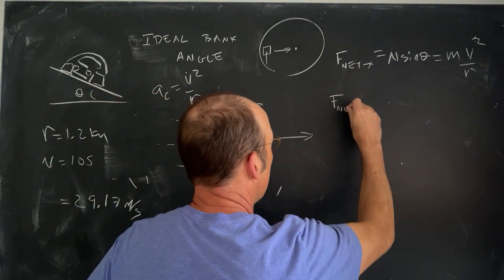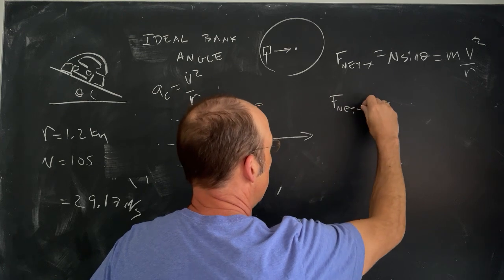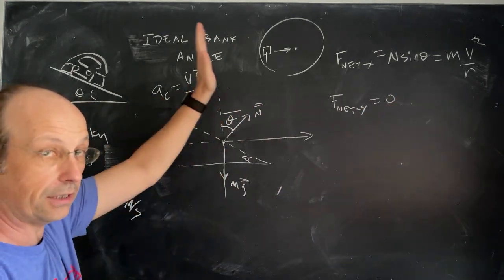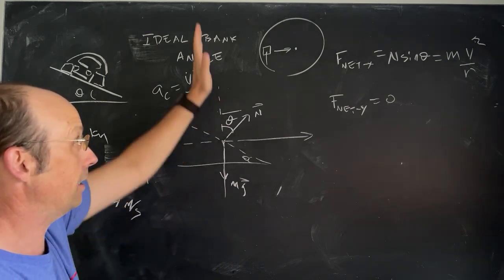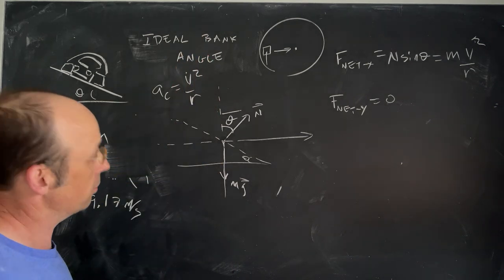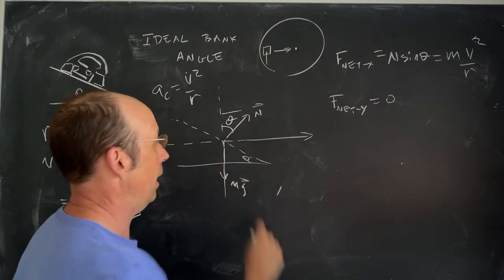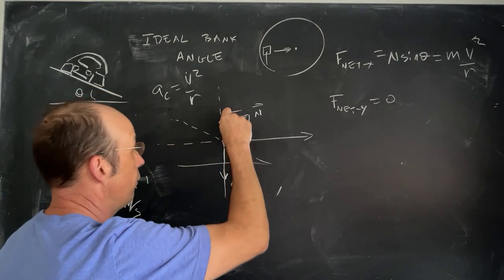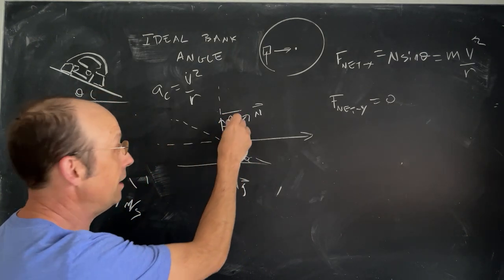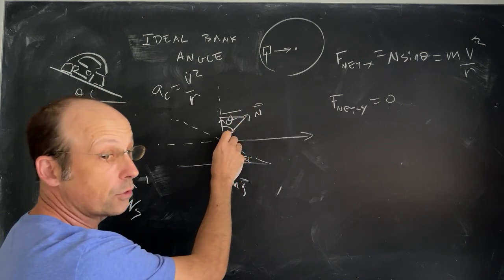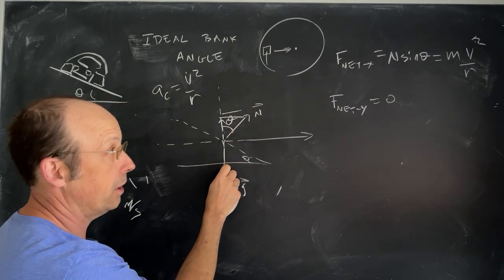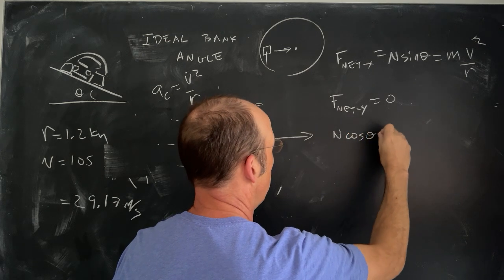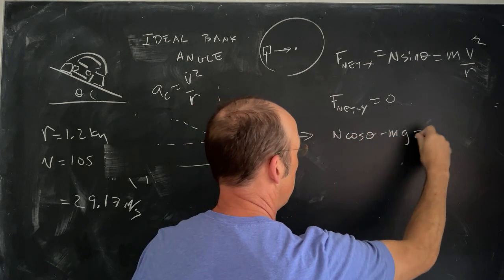F net in the y direction is going to be equal to 0. So that's the nice thing about choosing this for my x and y axis, is that the acceleration this way is 0. So I did a pretty good job there. Okay, so now in this case, I have two forces. I have this component of the normal force, which is the adjacent side to that right triangle. So we're going to use cosine, and then I have the gravitational force. So that will be N cosine theta minus mg equals 0.